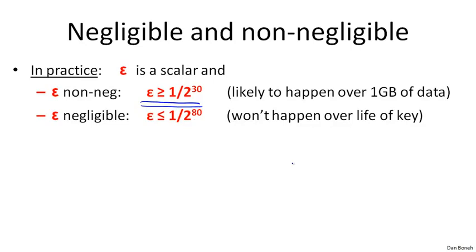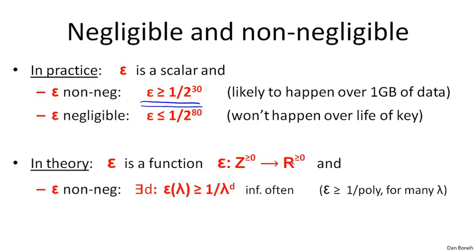As it turns out, these practical definitions of negligible and non-negligible are quite problematic, and we'll see examples of why later on. In the more rigorous theory of cryptography, the definitions are somewhat different. When we talk about the probability of events, we don't talk about these probabilities as scalars, but rather as functions of a security parameter. Let me explain what that means. These functions output non-negative real values, supposedly probabilities, and they act on non-negative integers. Okay, so what does it mean for a function to be non-negligible?